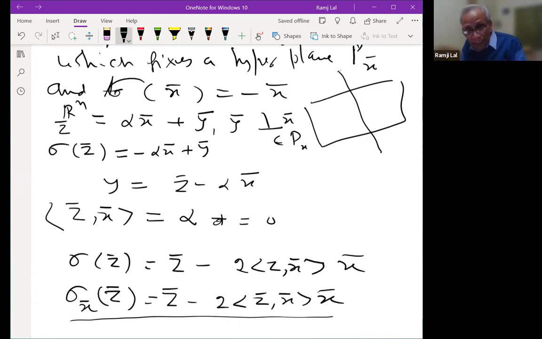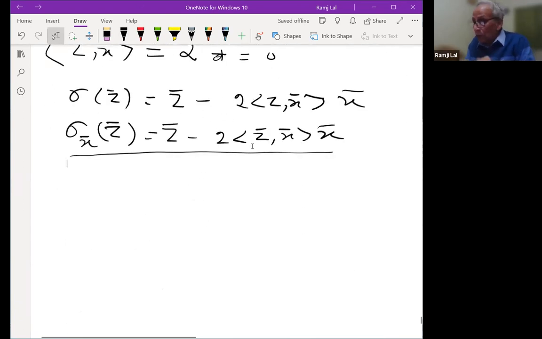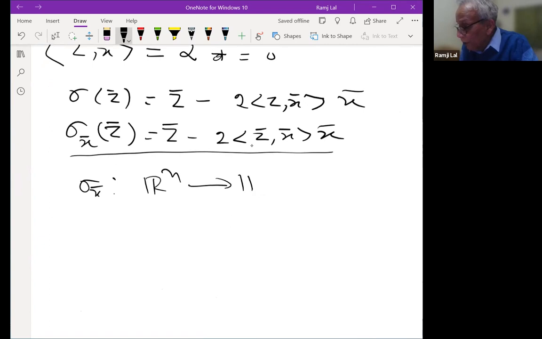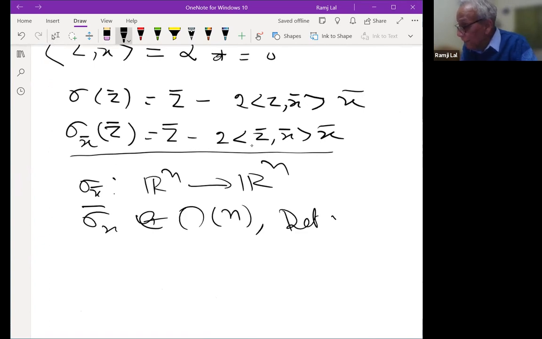Now I take it as an exercise. You do it. You can easily observe it. So what is this sigma x? Sigma x is a mapping from Rn to Rn, and observe that this sigma x belongs to On, and the determinant of sigma x is -1. So this is a reflection about the hyperplane determined by x.